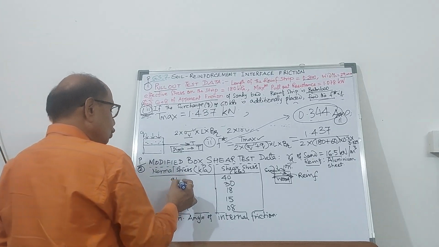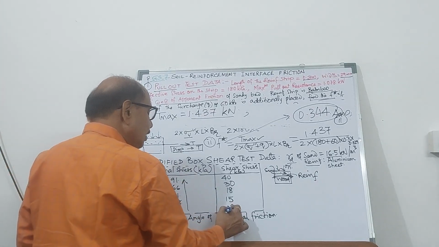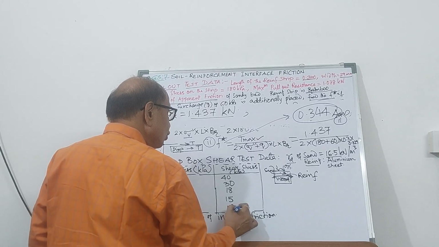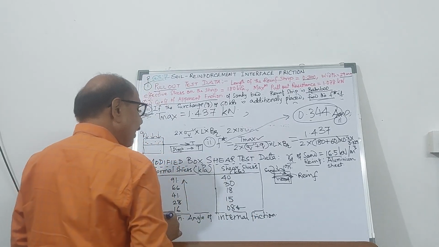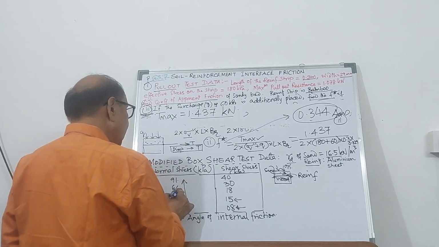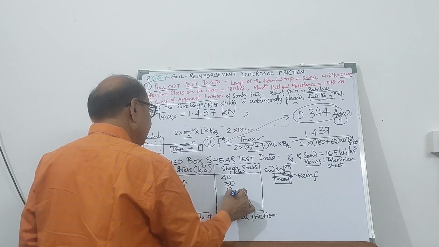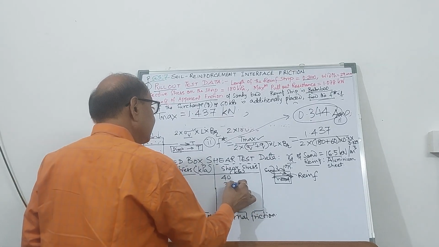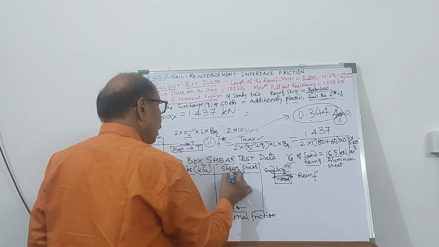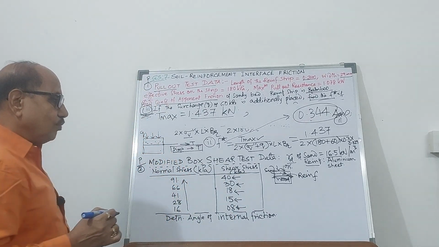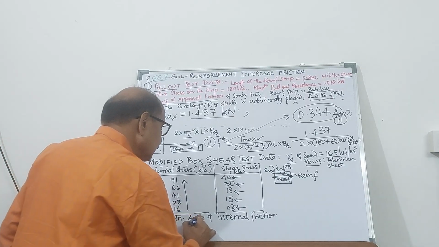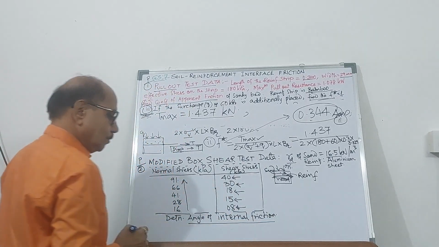So at 16, what is the value of shear stress? You have measured with the proving ring, it is 0.8. At 28, it is 15. At 41, it is 18. At 66, it is 30. And at 91, it is 40. So how will you find out the angle of internal friction?